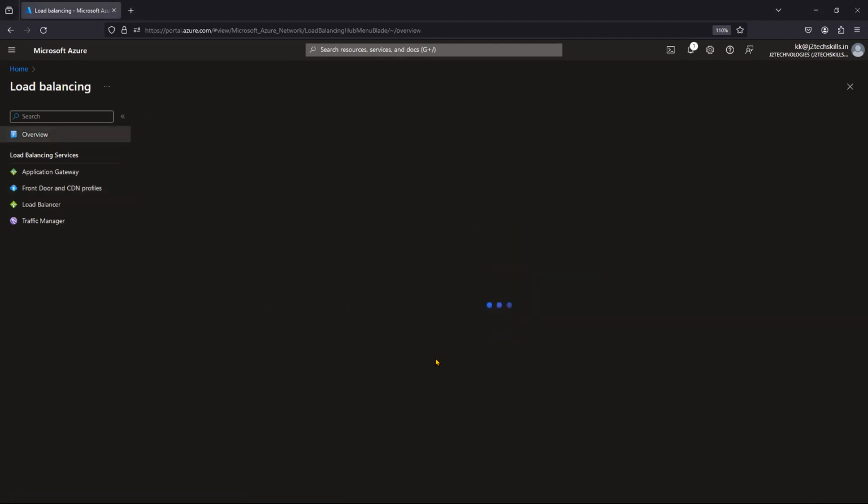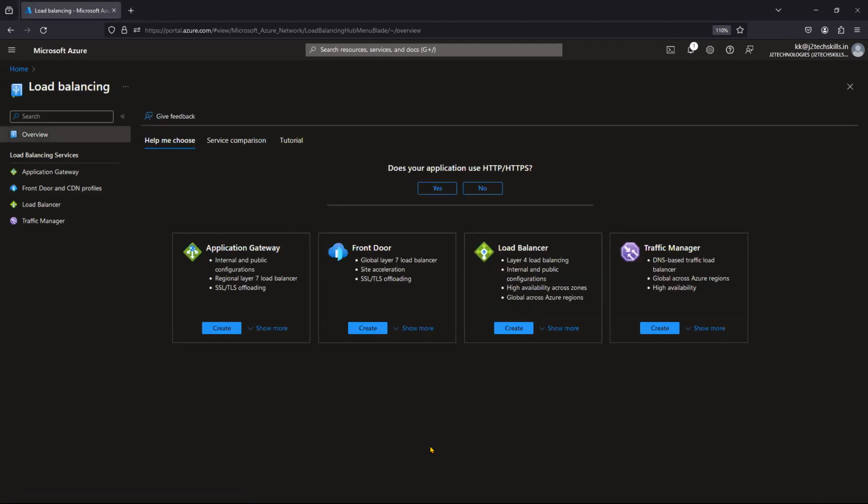We need to explain the differences a little more deeply. Coming to the four types of load balancers, we can see them on the screen. Application Gateway can be used for internal and external purposes, that means within the organization as well as over the internet. Application Gateway is a layer 7 load balancer, meaning it supports HTTP and HTTPS protocols. Layer 7 in the OSI model is the application layer, so it supports application traffic only.